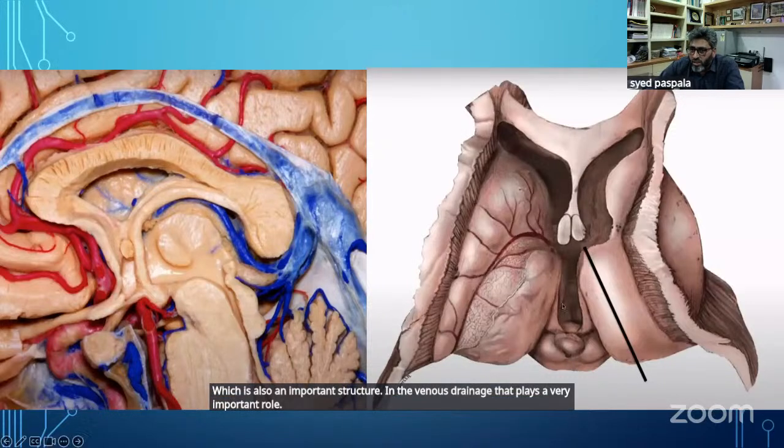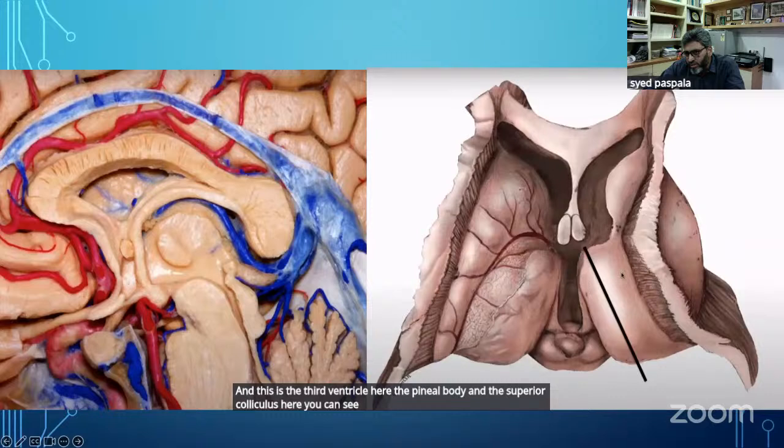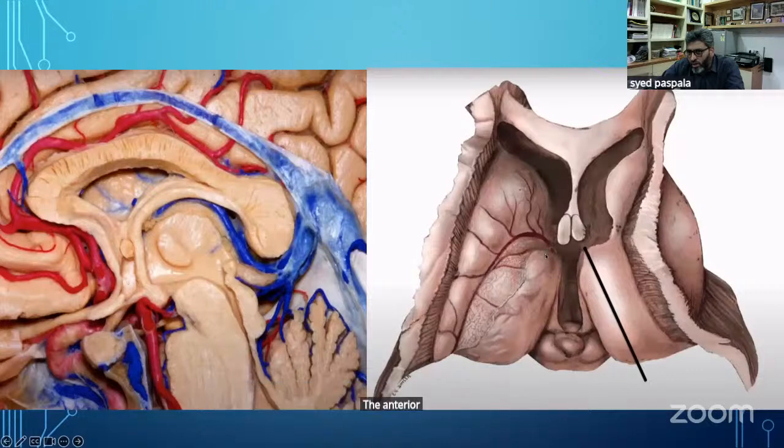And this is the third ventricle here, the pineal body, and the superior colliculus here. You can see the orientation of the thalamus on either side. It will be oriented with a 30 degree angulation with the midline here. The anterior poles of the two thalami are nearer here, and the posterior poles are falling apart here.